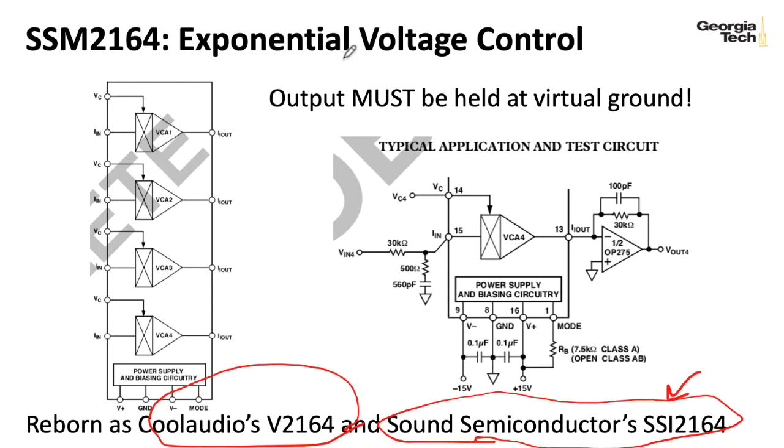Now, unlike the OTA that has voltage input and voltage output, that and DBX chips that I just described and this SSM chip have current input and current output. So it's a current gain. So the gain there would be unitless instead of having units of mhos or transconductance.